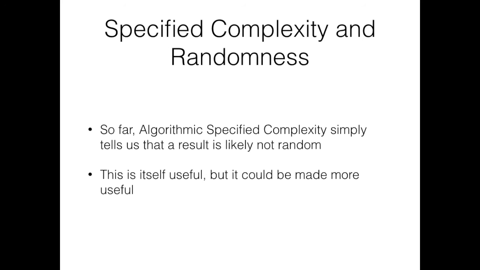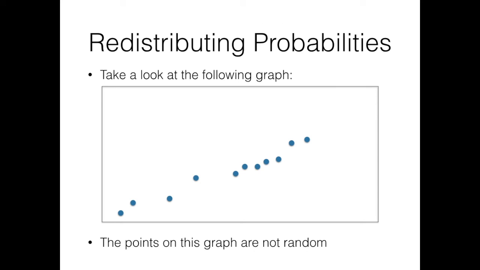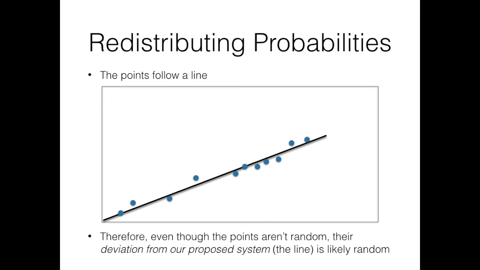Now, so far, algorithmic specified complexity simply tells us that a result is likely not random. That's useful, but we could make it more useful. Let's look at the following graph. Now, if you look at this, the points on this graph are not random. Actually, they follow a line. Therefore, even though the points aren't random, their deviation from our proposed system, the line, is likely random.